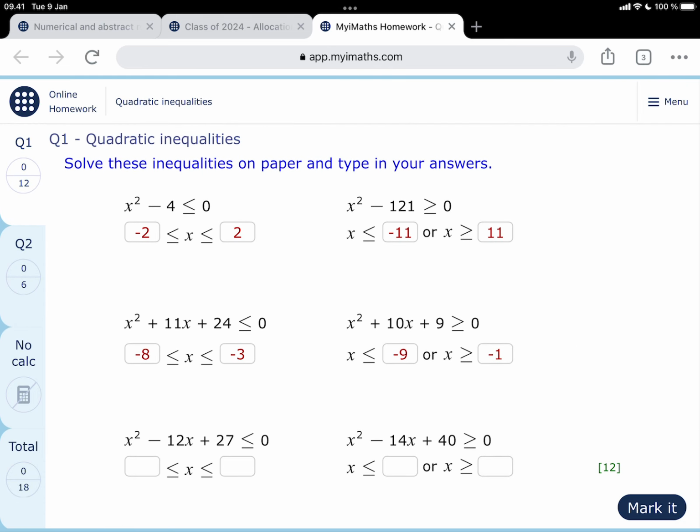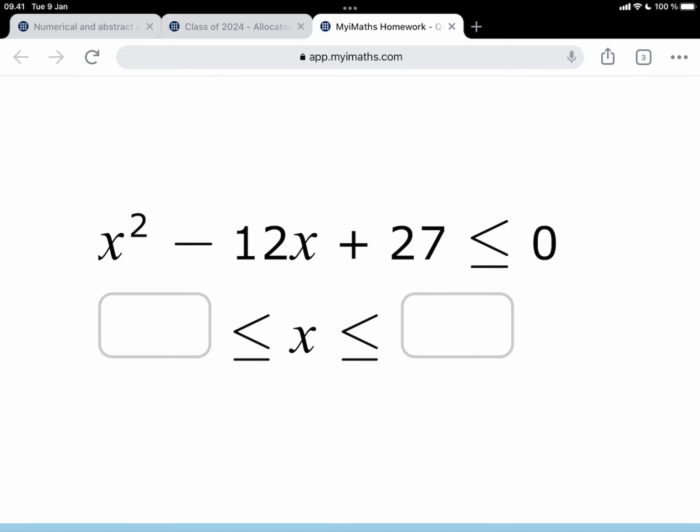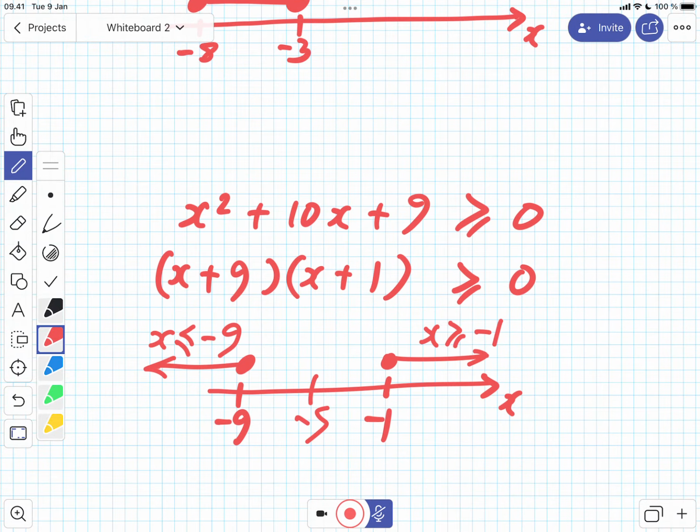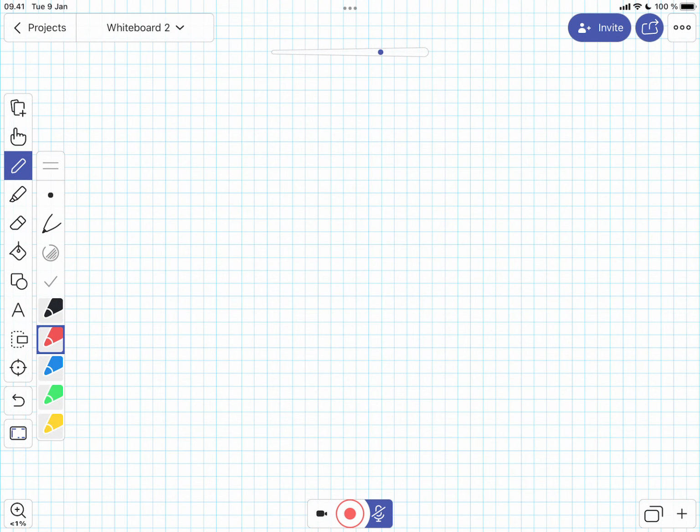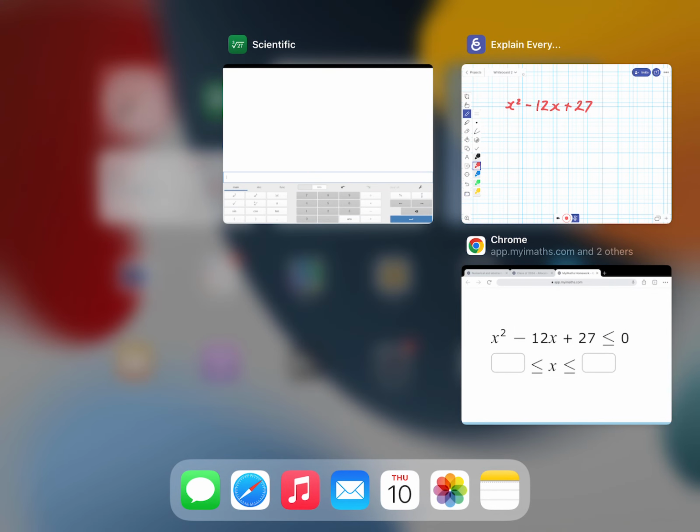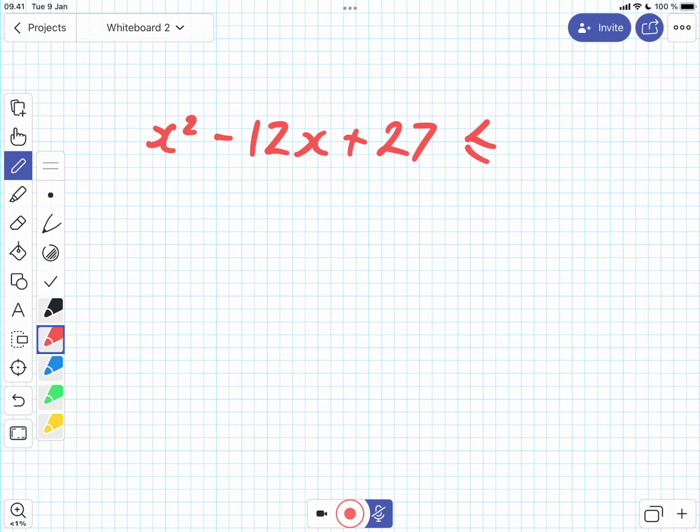Okay, well, these are starting to get a bit samey now, but let's just have a look at this one now. X squared minus 12x plus 27. So let's just move that out of the way. X squared, I've forgotten what it was already, minus 12x plus 27, and we want it to be less than or equal to 0.